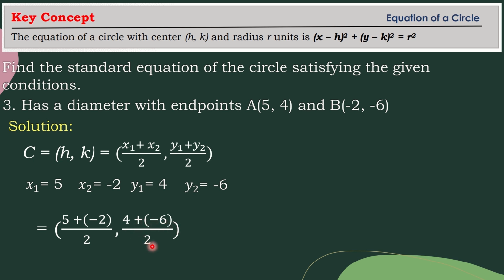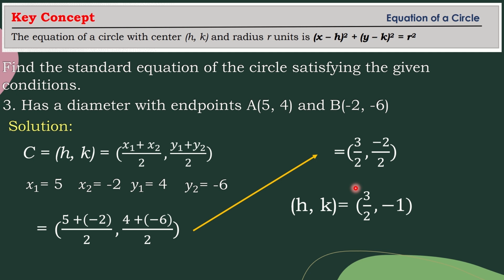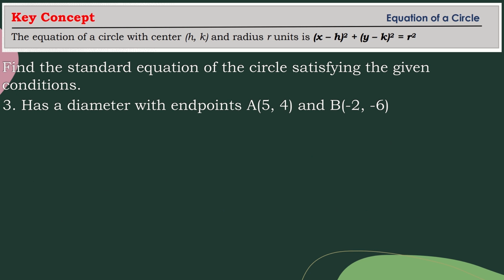Then simplify, it will become 3 over 2 and negative 2 over 2. Therefore, the coordinates of the center are 3 over 2 and negative 1. So that's for the coordinates of the center. So we have already found the coordinates of the center of the circle. So let's now find the length of its radius.